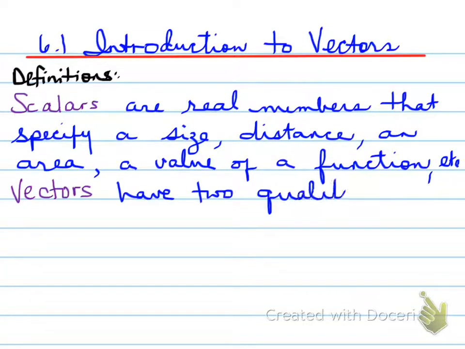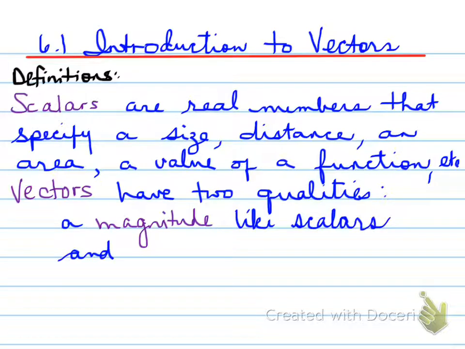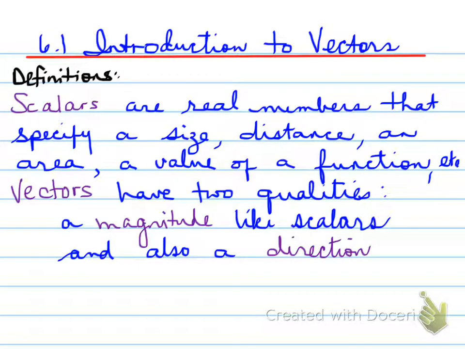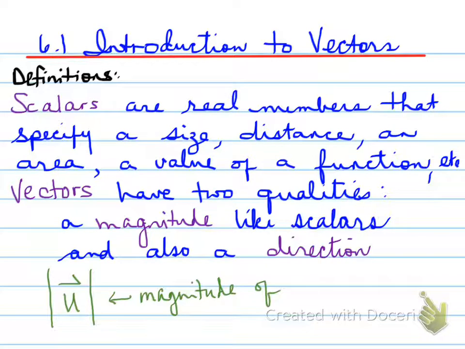A vector has two qualities, one of them being magnitude, like scalars, and also direction. Now, whenever we identify magnitude, for example, this would be considered vector notation, vector U. If I put absolute signs on either side, this means that we're looking at the magnitude of a vector. The magnitude would imply some sort of value, so the scalar value of that certain vector.